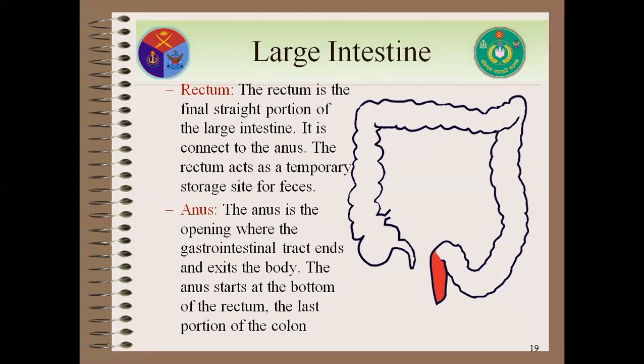Now, rectum. It is the last part of large intestine. It is connected to the anus. Feces are stored here temporarily. The red colored portion is called rectum, and the last part of this is called anus. At the anus, the waste materials or feces are expelled out. The anus starts at the bottom of the rectum.